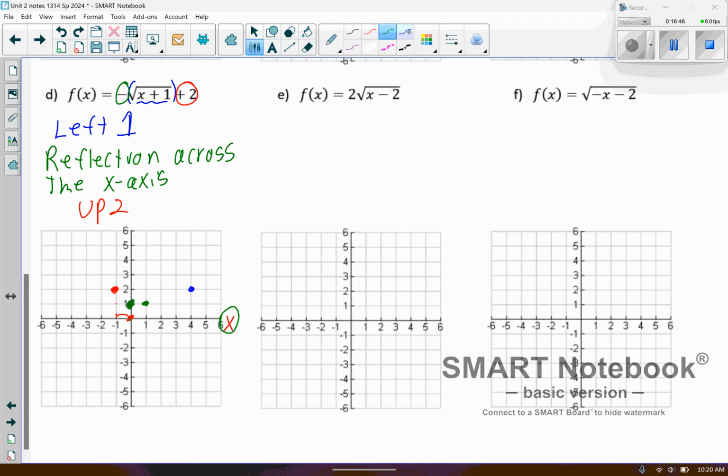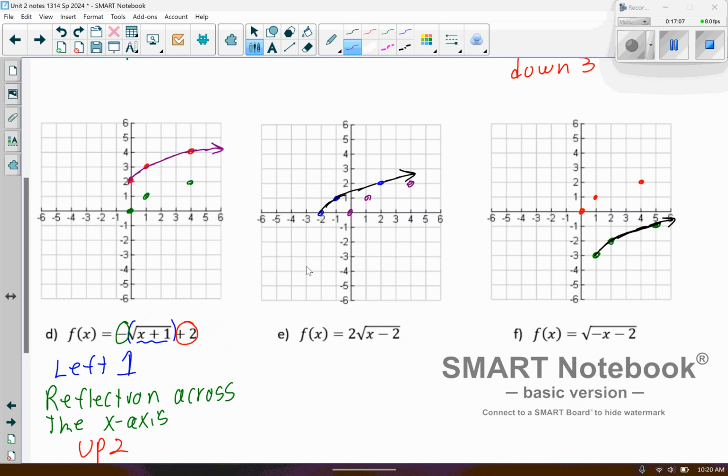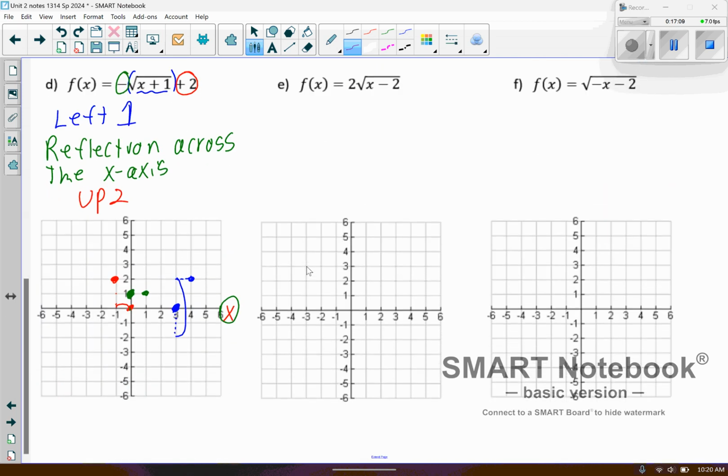And then my last point, the blue one. I'm going to go left 1, then I'm going to reflect across, and then I'm going to go up 2 spots. So I'm going to end up right there on the x-axis. Okay, so the way this one's going to look is because of the reflection, all the others you can see that they're going up into the right. Well, now this one's going to be going down into the right. So it's going to be going like this, down into the right.